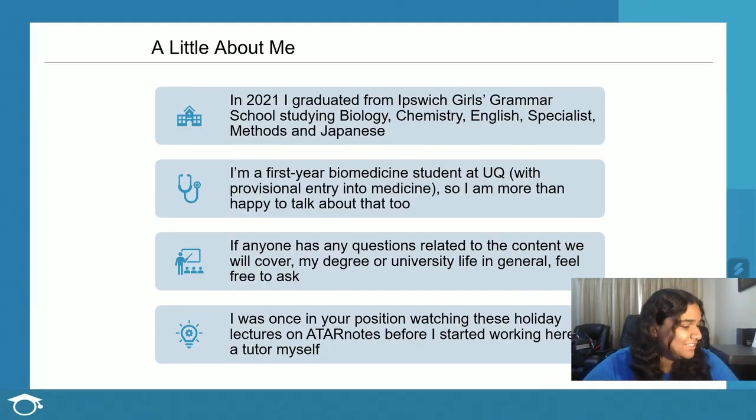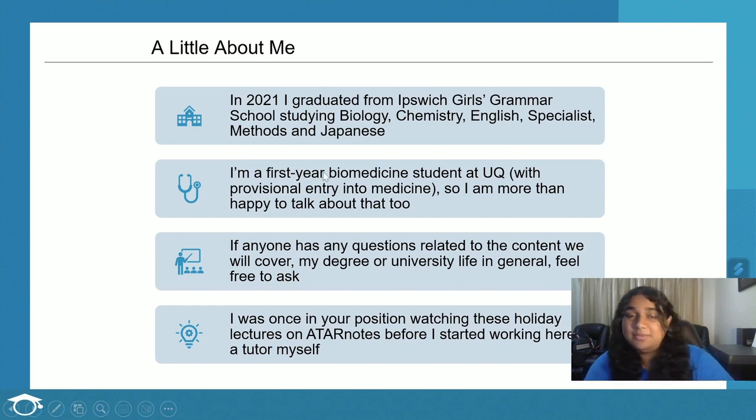So, just before we get into the content heavy portion of today's session, I do have a little introduction about me. So, hopefully you can see my little camera in the bottom right corner there. But hello, my name is Amandi. I graduated in 2021 from Ipswich Girls Grammar School. And I studied biology, chemistry, English, specialist, methods, and Japanese. So I like to tell people that I did two sciences, two languages, and two maths subjects. Currently, that should say second year biomedicine student. Whoopsie. I'm a second year biomed student at UQ with provisional entry into medicine.